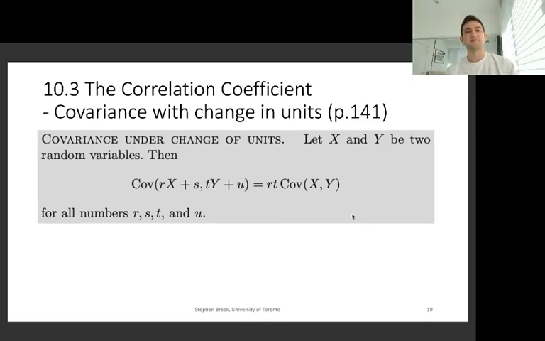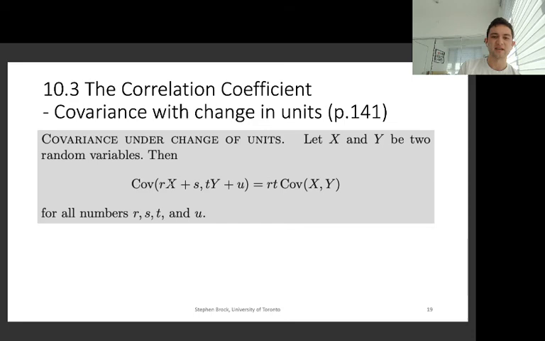All right, so section 3 is on the correlation coefficient. This is very, very tightly related to covariance. In fact, it's actually a covariance with a change in units. So covariance under a change of units, on page 141, it states: let x and y be two random variables, then the covariance of rx plus s and ty plus u is equal to rt times the covariance of xy, for all numbers r, s, t, and u.